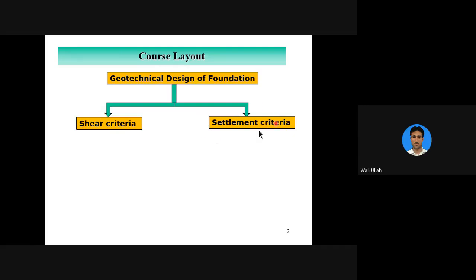And the second important criteria is settlement criteria. It means that the foundation should not settle in excessive amount. The foundation settlement should be within limits. So these 2 criteria are the most important criteria, and we would be discussing these 2 criteria in this course. We would design the foundation keeping in view these 2 criteria. If you have any question, you can ask.